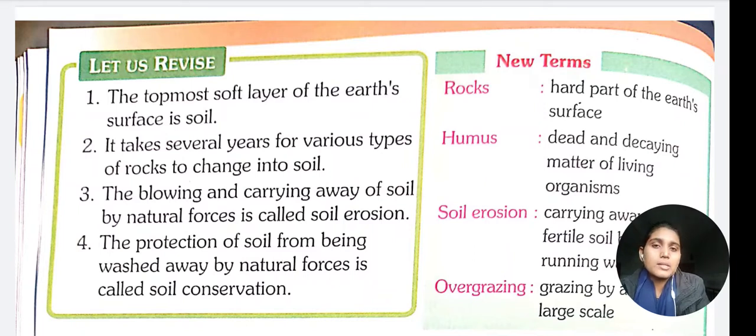मिट्टी की ऊपरी सतह या मिट्टी की सतह अपने आप खराब ना हो पाए, नुकसान ना हो पाए, पानी के साथ बह ना पाए या हवा के साथ ना बह पाए, अगर हम उन चीज़ों को प्रिवेंट करते हैं, उन चीज़ों को बचाते हैं तो हम मिट्टी को, हम सॉइल को कंजर्व कर सकते हैं. So these are the points and there are new terms: rock, humus, soil erosion and overgrazing. You have to write the new terms in your notebook.